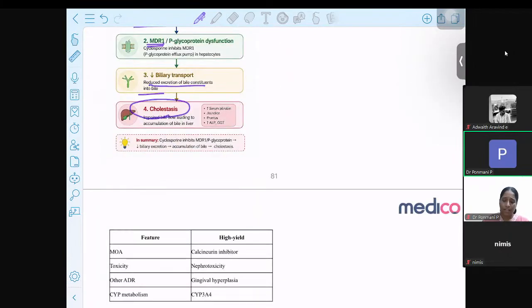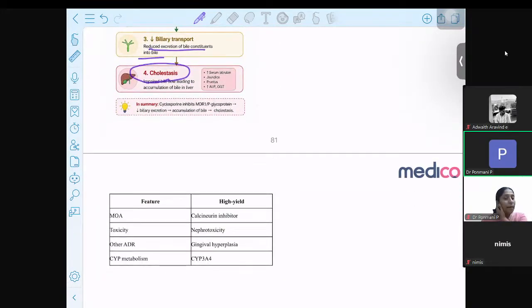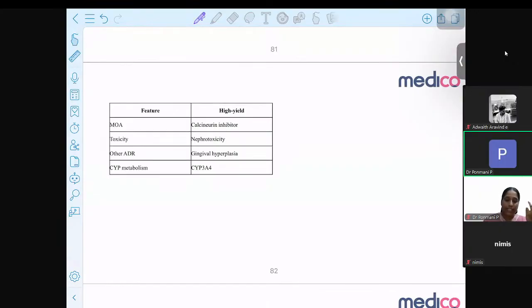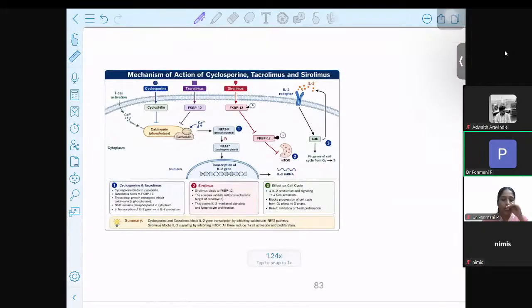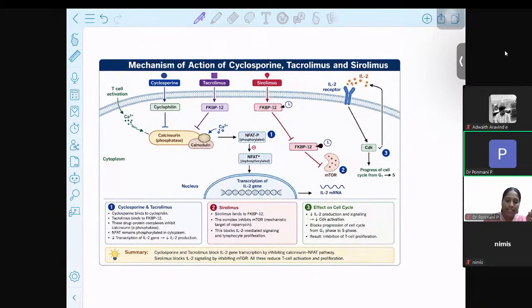Okay. So the other things you need to remember about calcineurin inhibitors is that they can cause nephrotoxicity, and also cause gingival hyperplasia, and they undergo metabolism by cytochrome 3A4. So cyclosporin, how does it work? Cyclosporin and tacrolimus are both calcineurin inhibitors. Cyclosporin binds to cyclophilin, whereas tacrolimus binds to FKBP12, and both inhibit calcineurin.